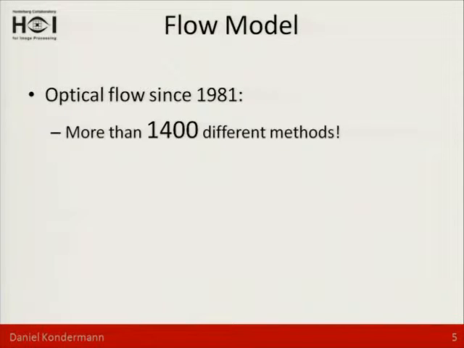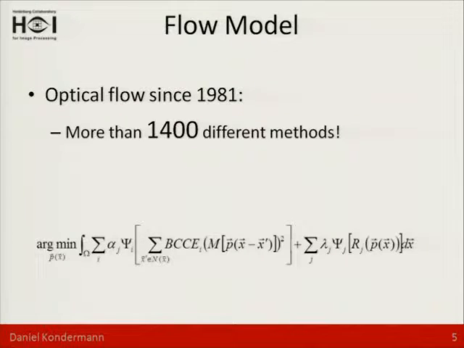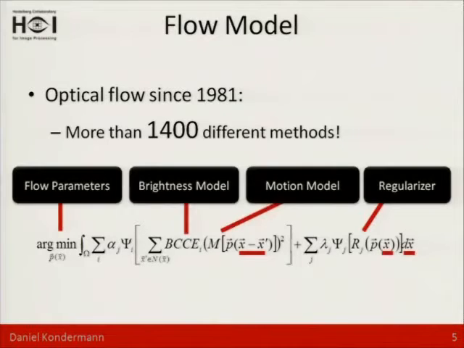So I also had a look at each of these publications individually, and I found out there are at least 1,400 methods, so new models how to measure optical flow. And I came up with this formula in my thesis. I call it the Kondermann formula, if you like it. But it's summarizing all of these optical flow techniques in one formula. So it's basically you just take one data term, one model here, plug it together, and you have a new method.